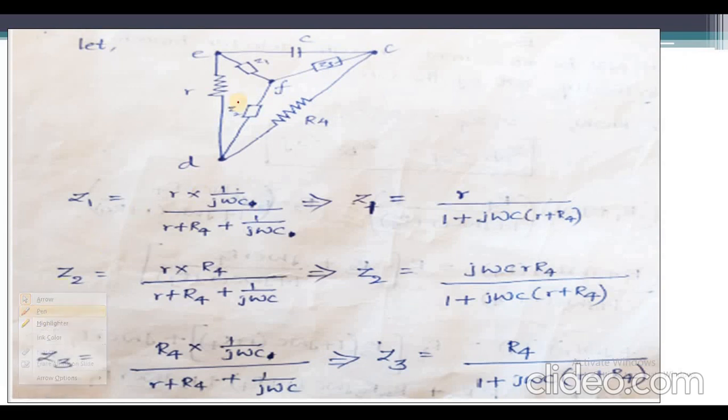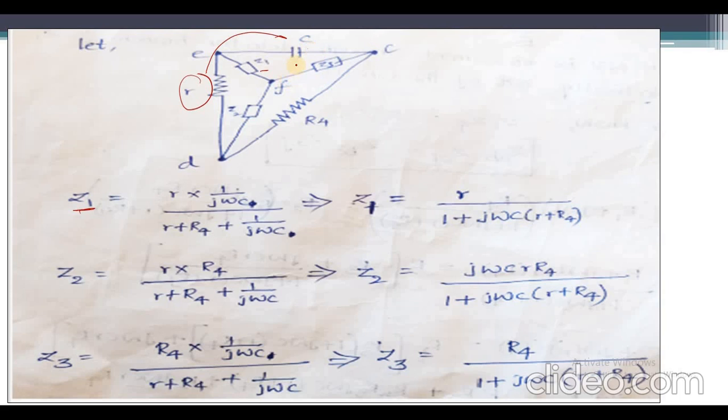If you want to find out Z1, you have to consider R1. Z1 is situated between R and C, so you have to consider these R and C. That means Z1 is equal to R into XC, over the total resistance R plus R4 plus 1 by J omega C.